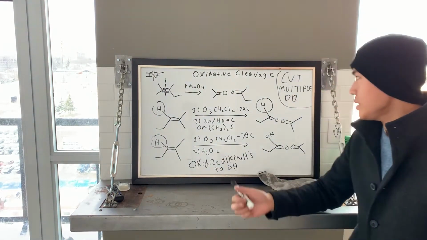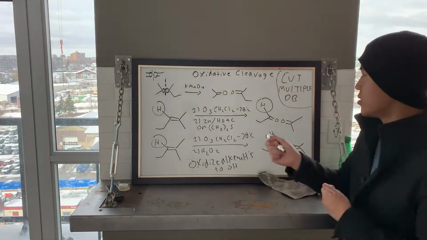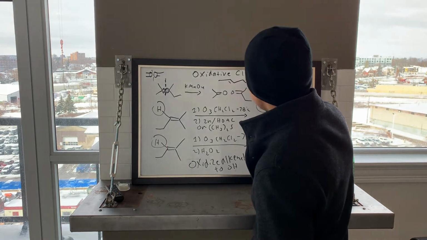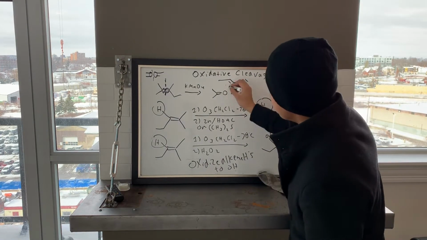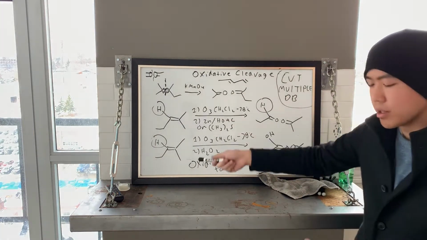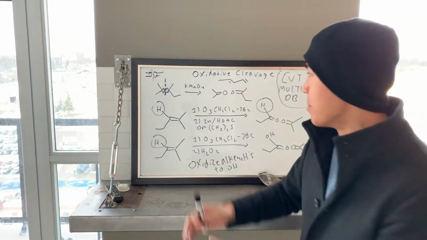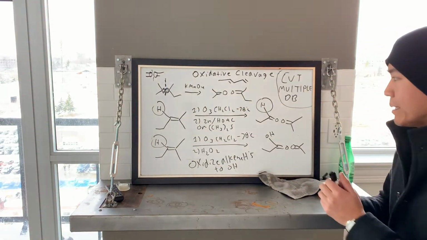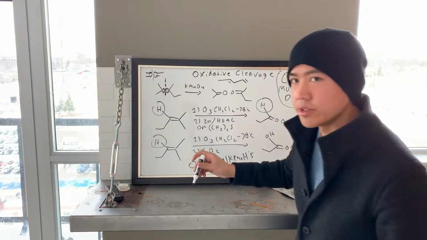If you have multiple double bonds, and this is getting really congested now, I would just cut both double bonds, just for an FYI. Okay? I know all these examples only have one double bond, but if I had multiple double bonds, I'd cut all of them.